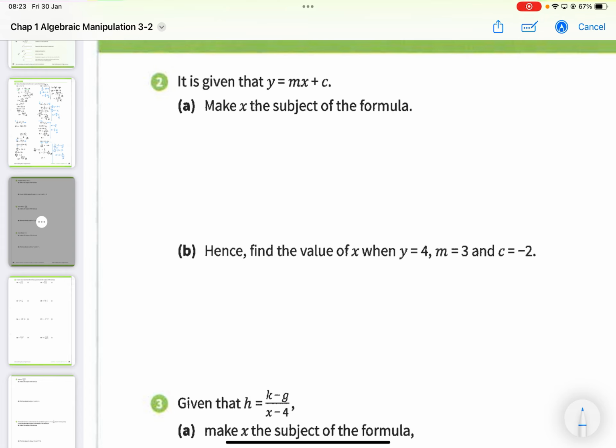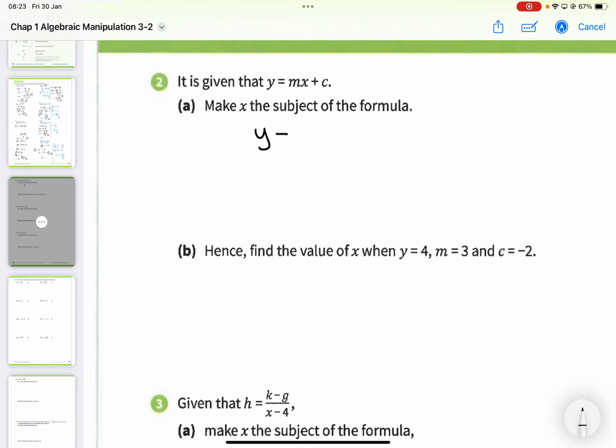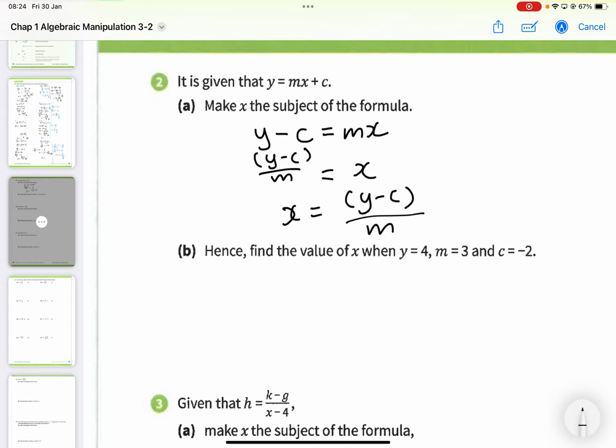Okay? y equals mx plus c. Something that is quite familiar for you, all right? A straight line equation can always be written as y equals mx plus c. Make x the subject. By now, this should be easy for you, all right? Bring my c across. Then I want only one x. Then write my x on the left. Answer. Got it. Very good.